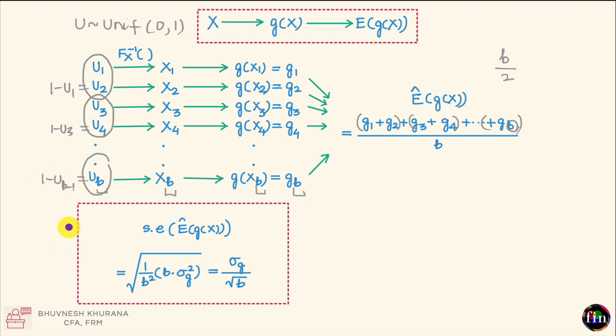So u2 is 1 minus u1, u4 is 1 minus u3, all the way till ub is 1 minus ub minus 1. So we are conducting b over 2 replications which are independent of each other, and within each replication we have a pair of values which have a negative dependence between themselves. If you were to calculate the correlation between any two values that go into a given pair, you will find that this correlation turns out to be a perfect -1. So correlation between u1 and 1 minus u1 is -1, between u3 and 1 minus u3 is again -1, and so on.